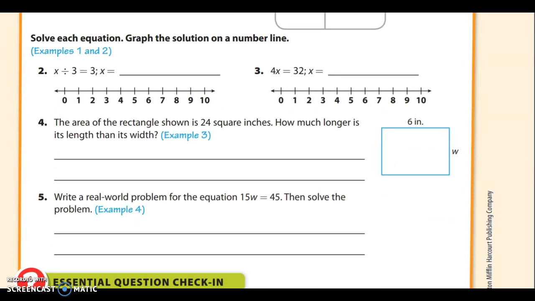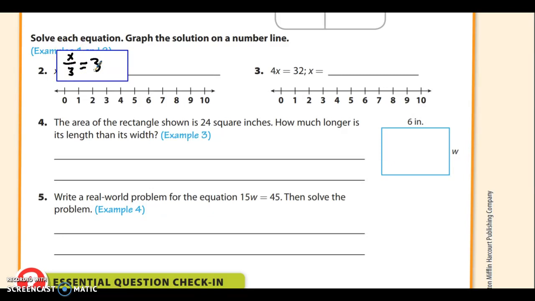Numbers 2 through 5 says solve each equation and graph the solution on a number line. I really wish number 2, they really kind of messed this up. They shouldn't have done x divided by 3. They should have done x over 3 is equal to 3. And what is x equal to?